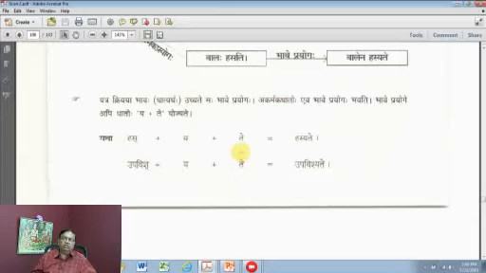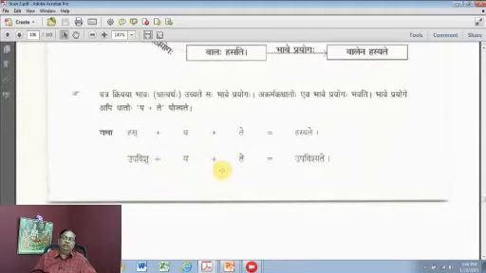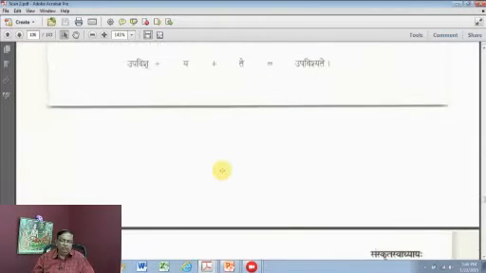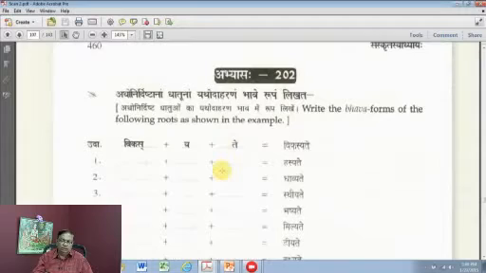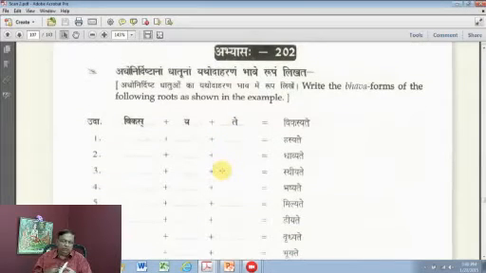So for example, two are given. Asa plus ya plus te asyate. Upavish plus ya te upavishyate. Dhav plus ya te dhavyate. And many, you can derive all the intransitive verbs. So we go immediately to abhyasa, which has come. Adho nirdishtanam dhatunam yathodaharanam bhave rupam likhata.